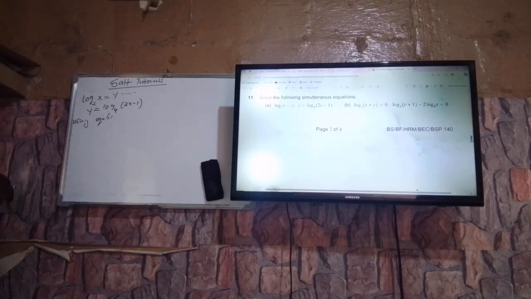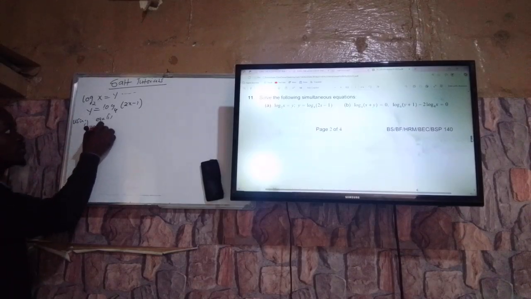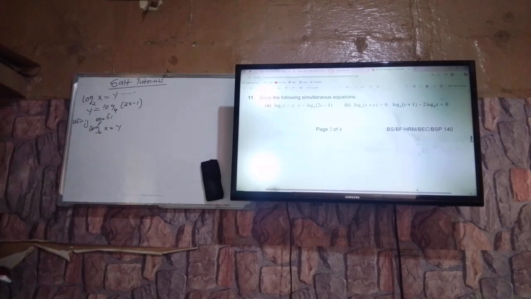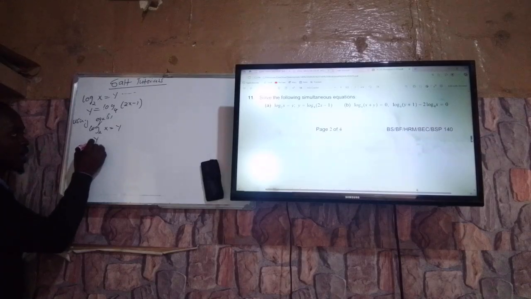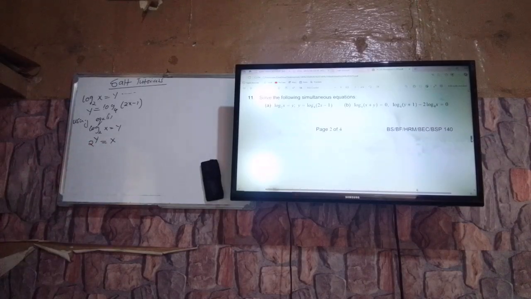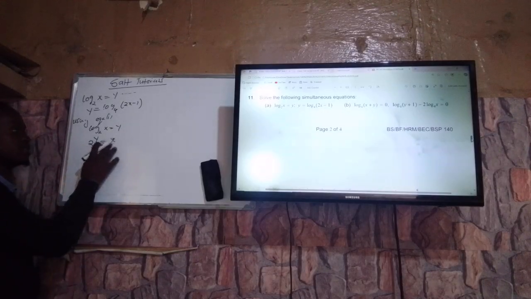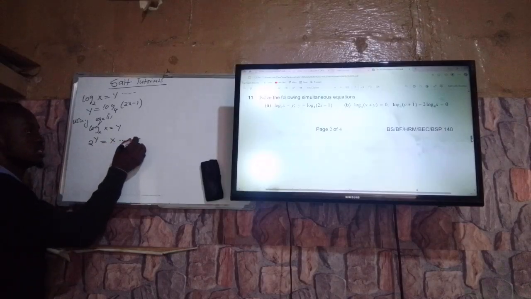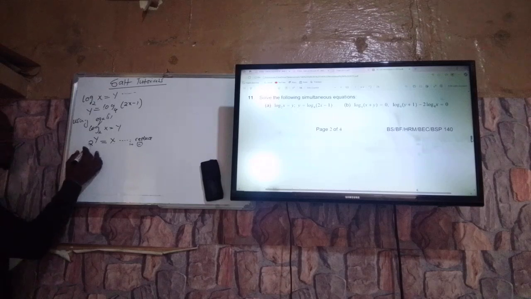so I'm going to have log base 2 of x equal to y. Making x the subject, this is just 2 power y equals x. We change from log to exponential form, which is the easiest for now. Once I make x the subject, we can replace it in equation 2. Everywhere there is x, it will now be 2 power y.